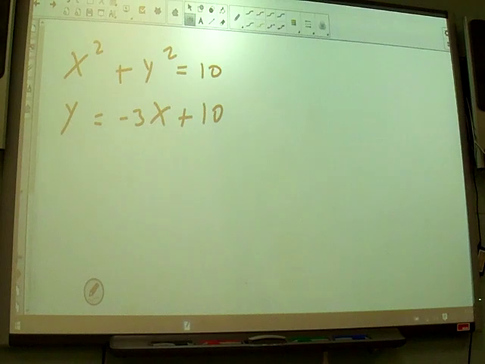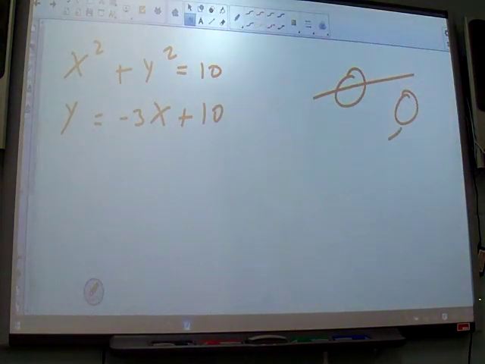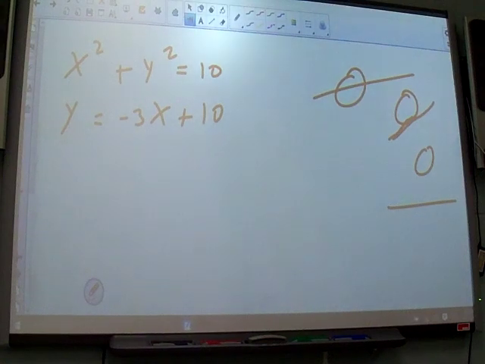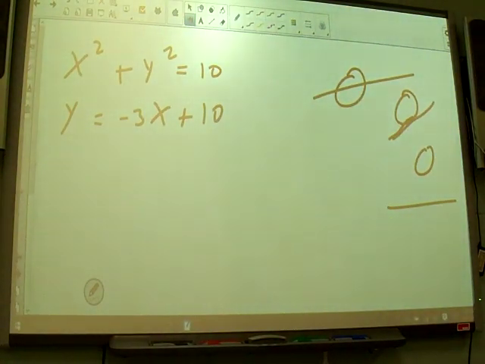What's the second equation? A line. Yeah, it's a line, linear. So we could possibly cross twice. We could cross once, or we could cross never. So we've got the same options for solutions out of this. There could be 2, there could be 1, or there could be none.